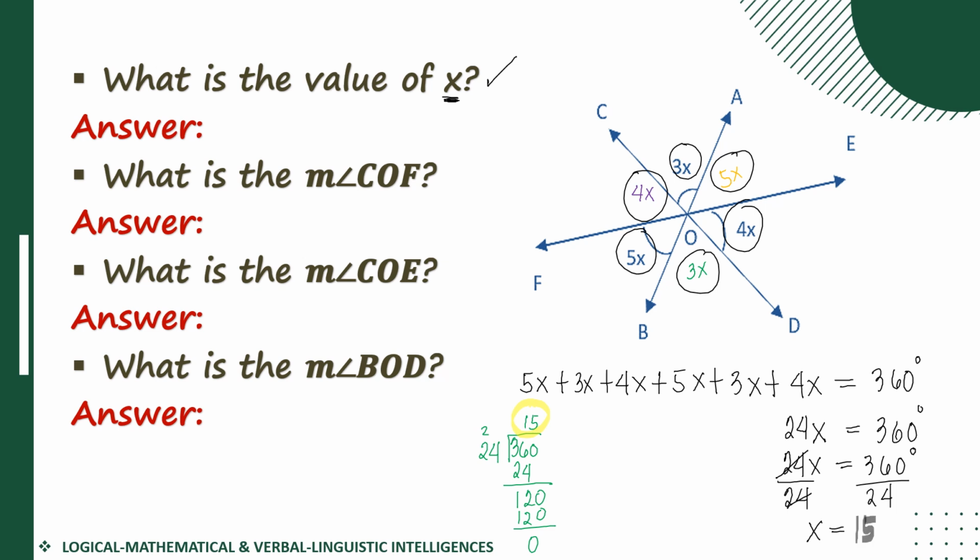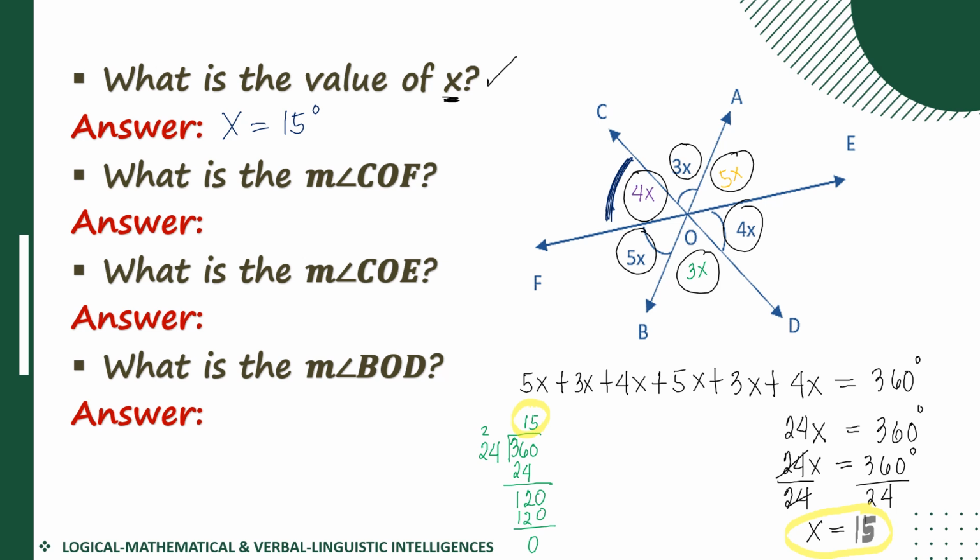So for the value of x, we got this answer, x is equal to 15 degrees. You can put the degree in here, or maybe you can simply have x equals 15, but it's better if you write your answer completely. Now, what is the measure of angle COF? So, where is angle COF? Angle COF is this one. The angle measure is represented by 4x.